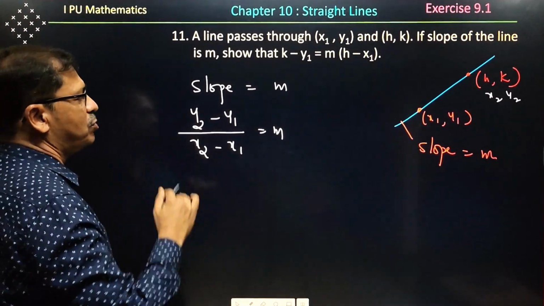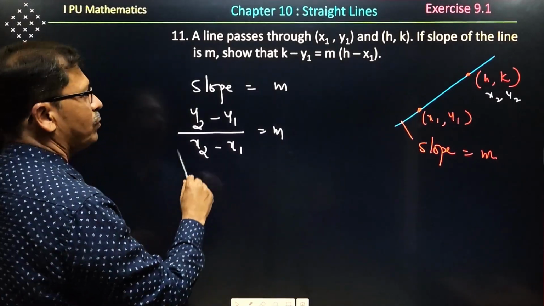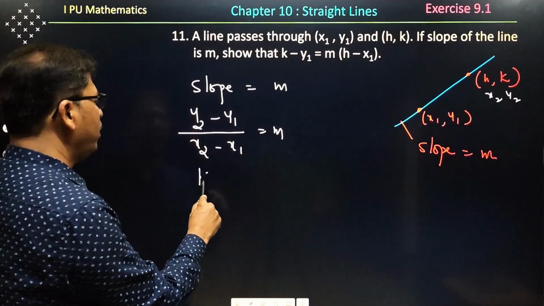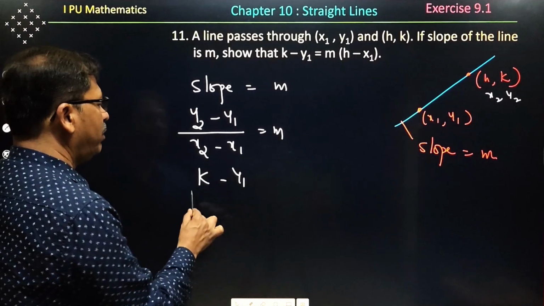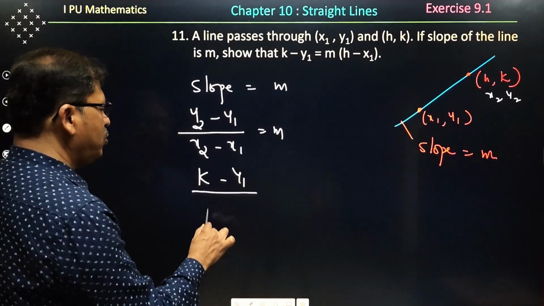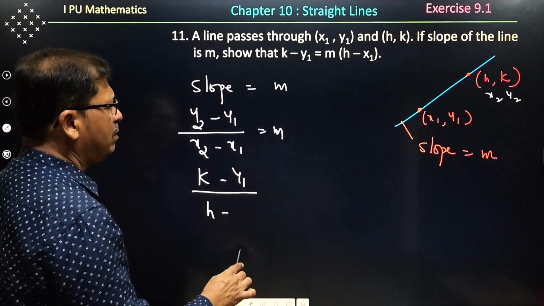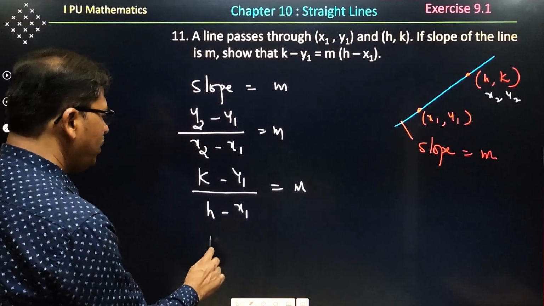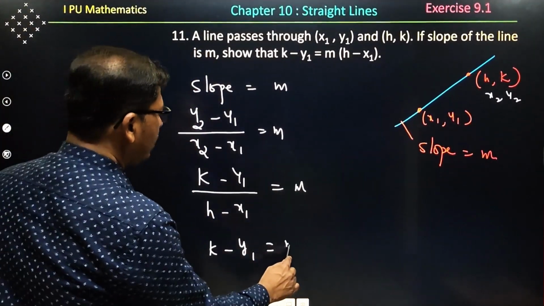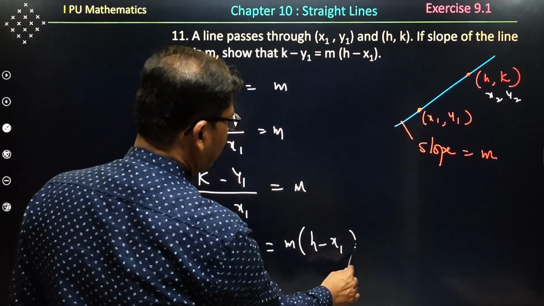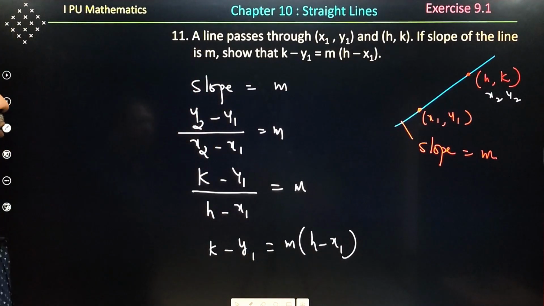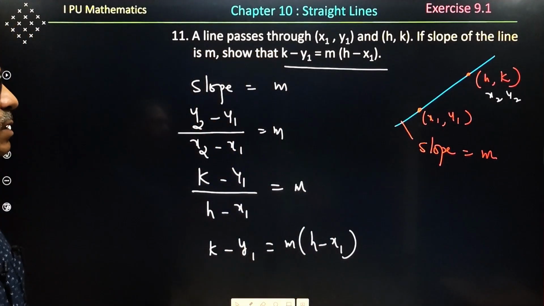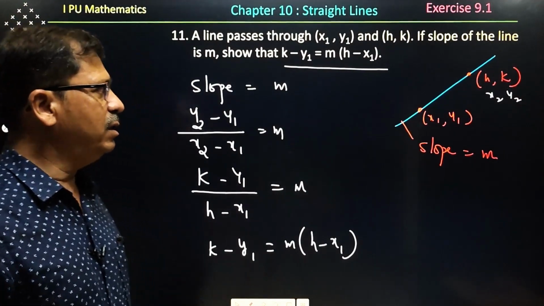y2 minus y1 divided by x2 minus x1 is equal to m. y2 is k and y1 is y1 only, divided by x2 minus x1, x2 is h minus x1. This is equal to m. Now cross multiply. k minus y1 is equal to m into bracket h minus x1. We got the answer. See, this is what we needed to show: k minus y1 is equal to m into bracket h minus x1. We got exactly the same, no need to worry.